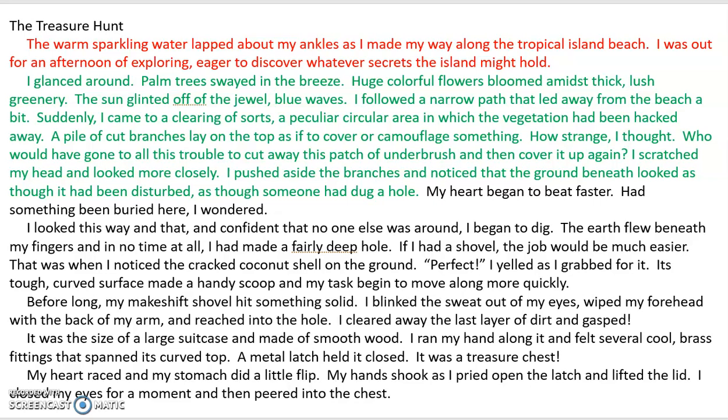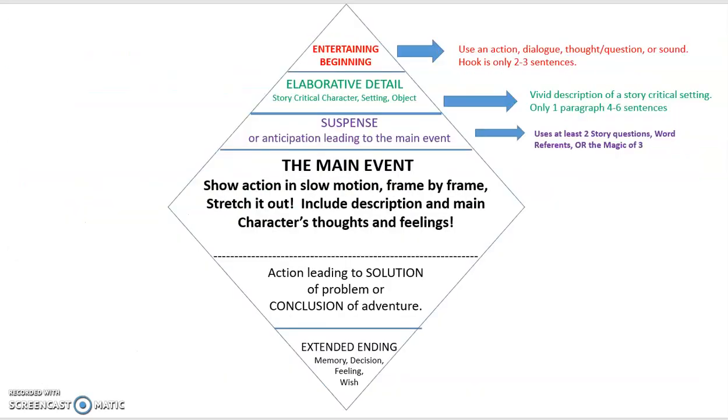Okay, after the elaborative detail, we have suspense. So you notice I did that in purple, all right? So you should have entertaining beginning in red, elaborative detail in green, and suspense in purple. Suspense is anticipation leading to the main event. Okay, so we're going to talk about different ways that you can create suspense by using story questions, word reference, or the magic of 3.